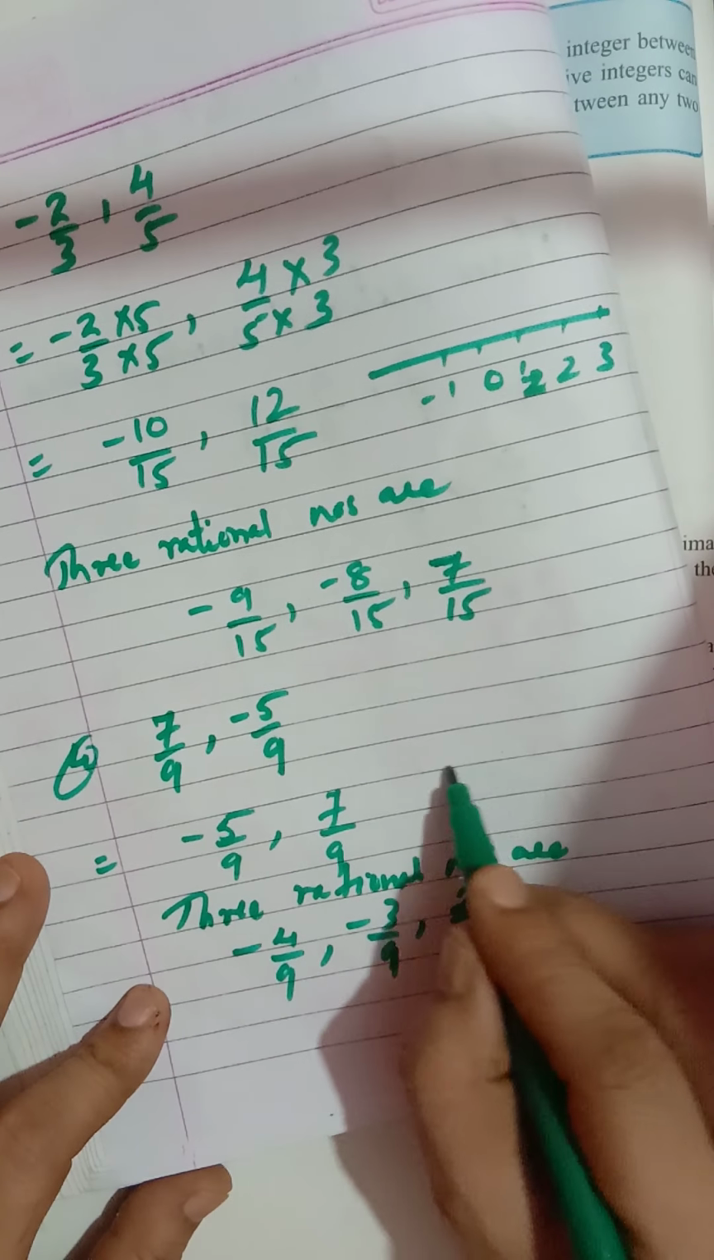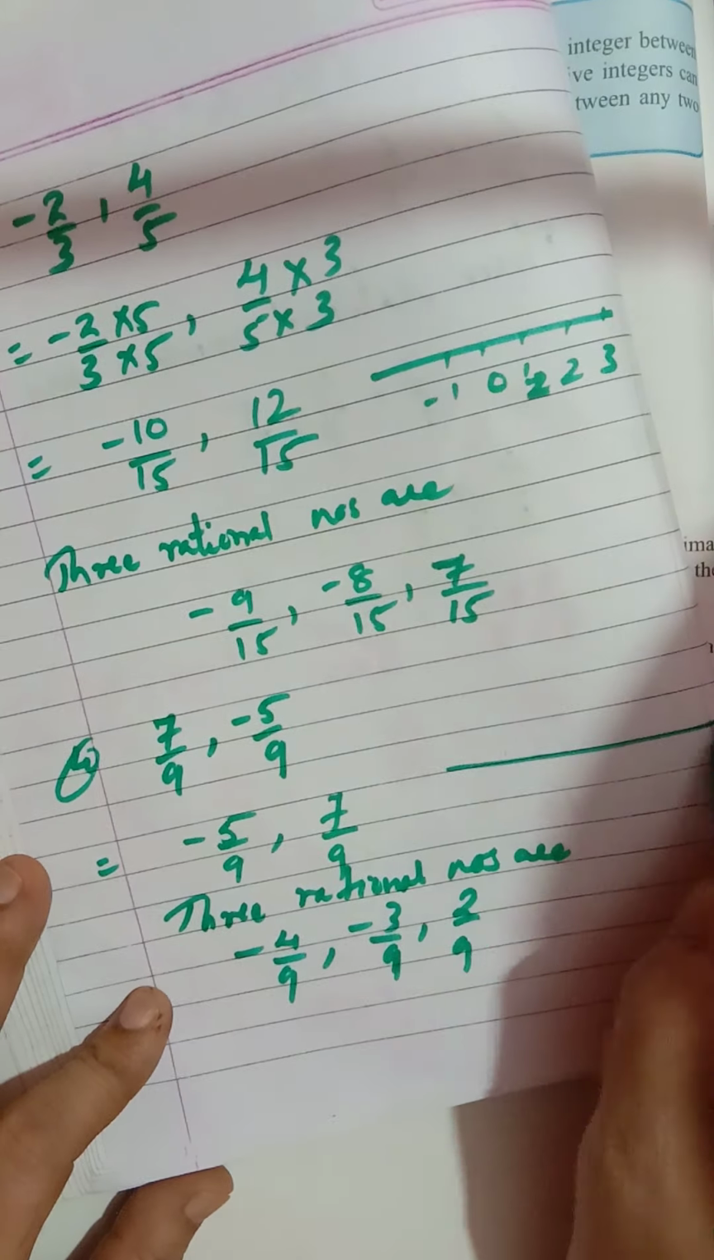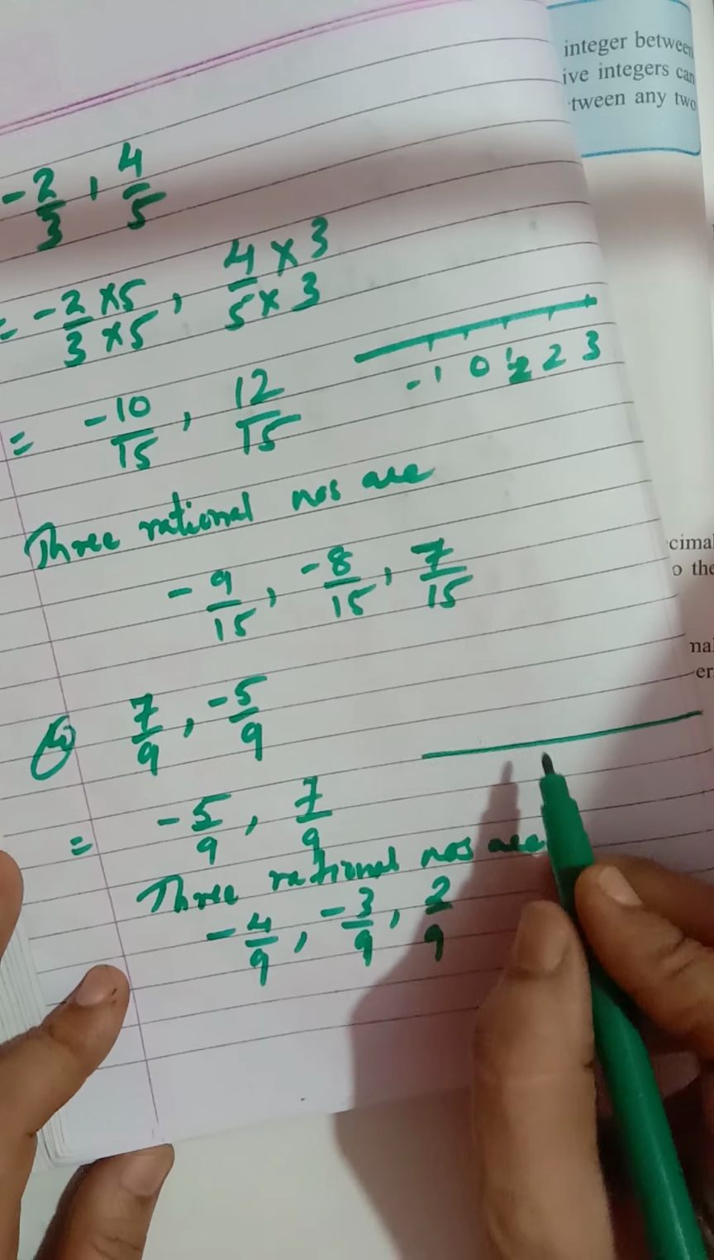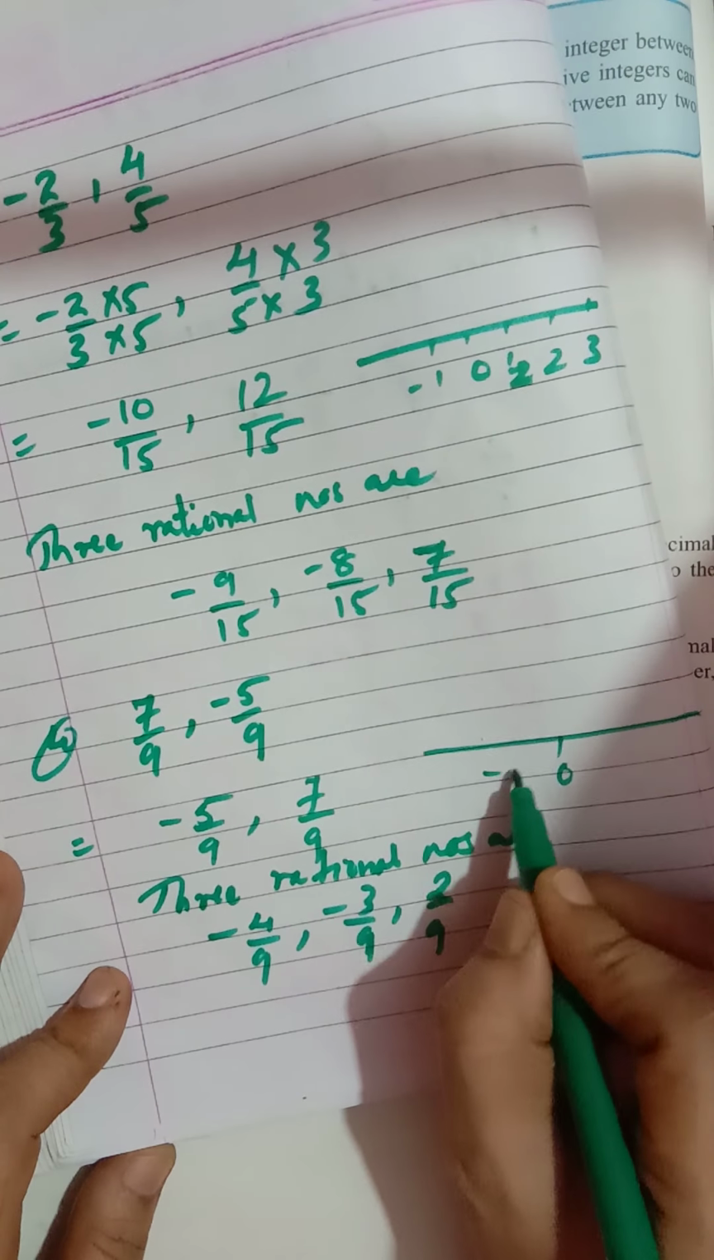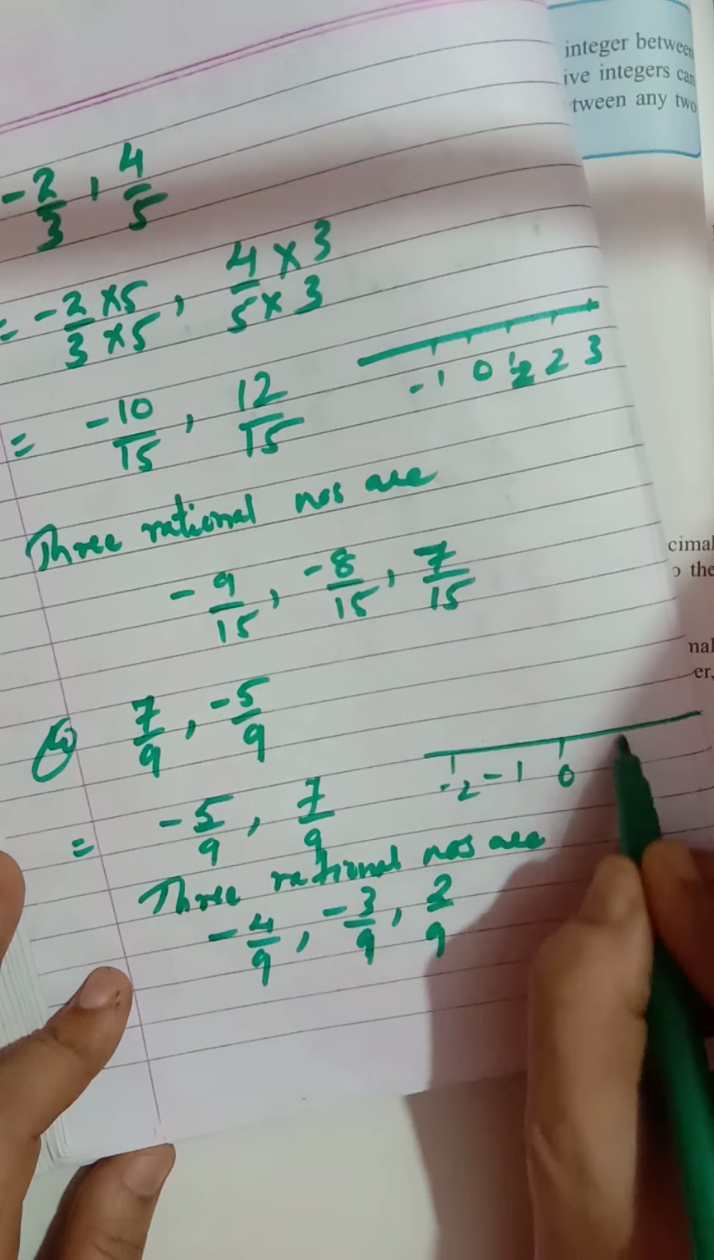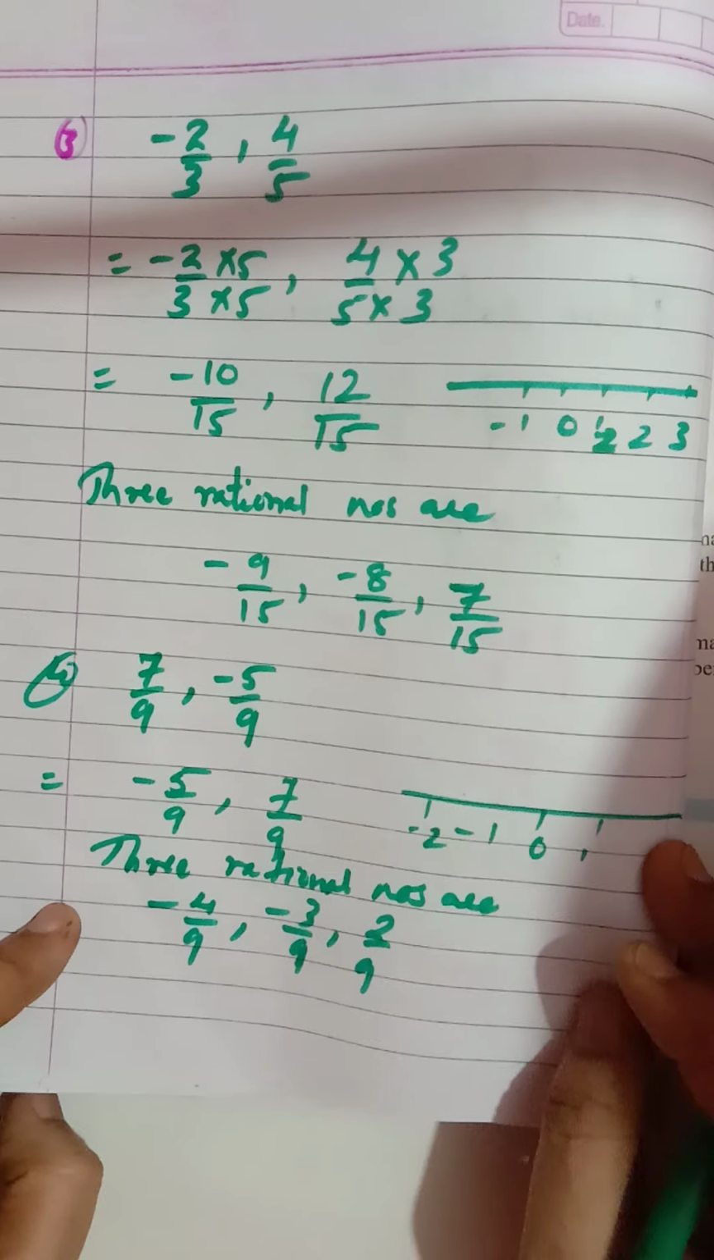And children, those who are getting confused about how I am writing minus 4, minus 3, you can draw the number line. Minus 5 and 7, you can draw here 0, minus 1, minus 2, and here your 1. You can draw the number line and then write. So you can write any way as you feel easy.